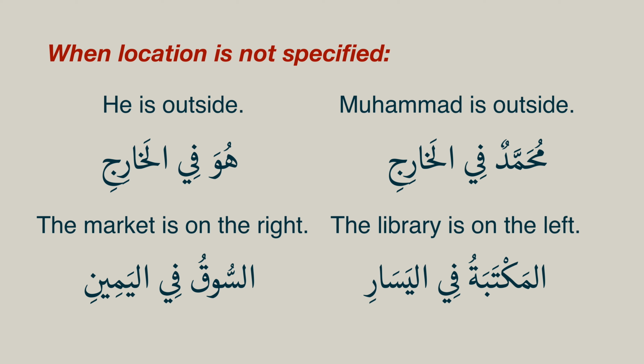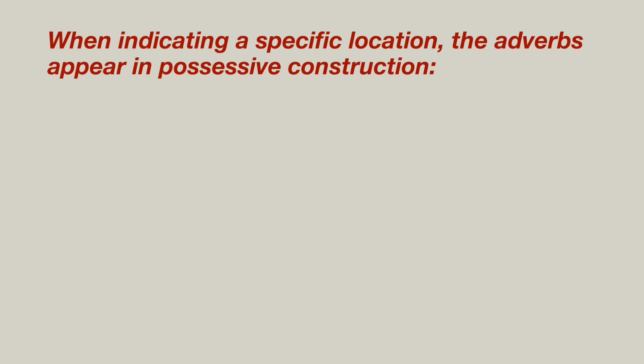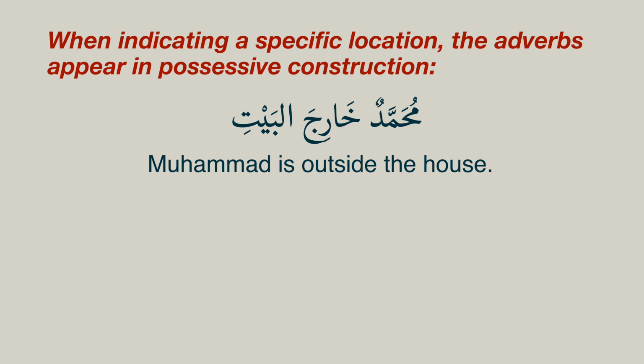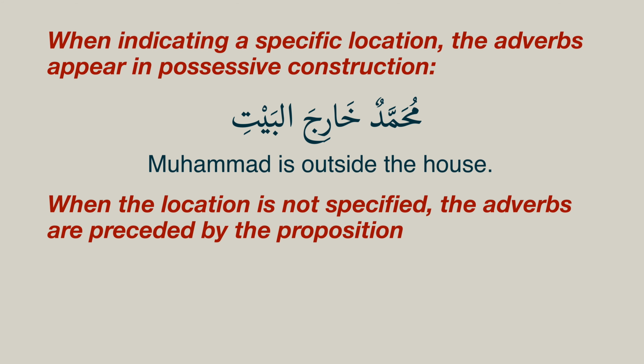Al-maktabatu fil yasar. So what we understand with this is that when indicating a specific location, the adverbs appear in possessive construction as mudaf, as in Muhammadun kharij al-bayt. Muhammad is outside the house. And when the location is not specified, the adverbs are preceded by the preposition fi, as in Muhammadun fil kharij, meaning Muhammad is outside, where the adverb kharij is prefixed with al.